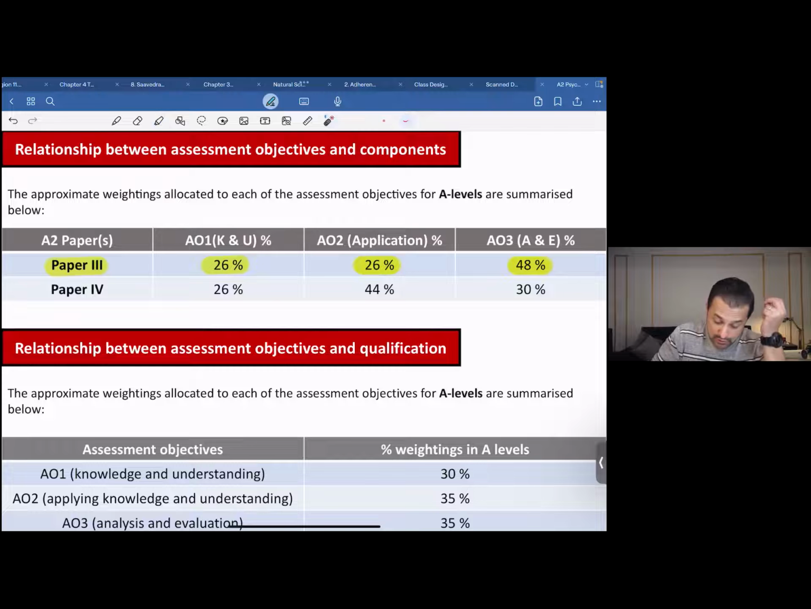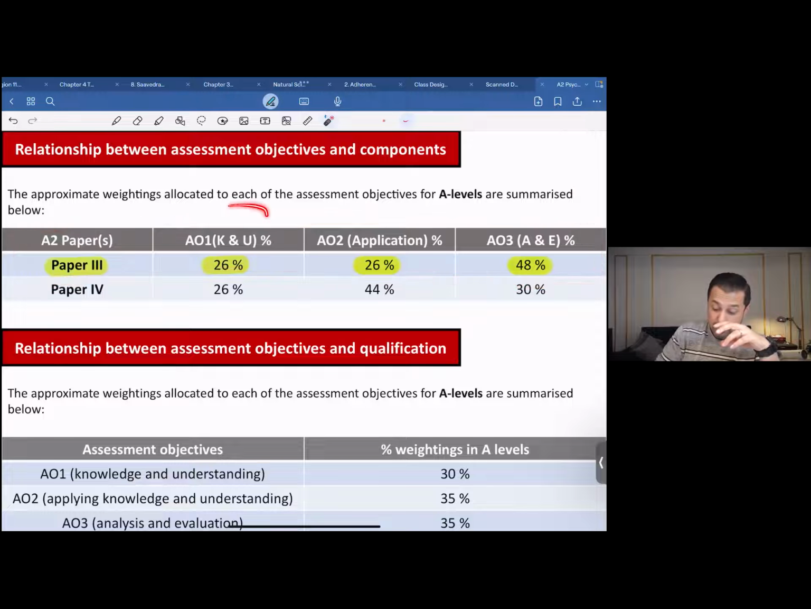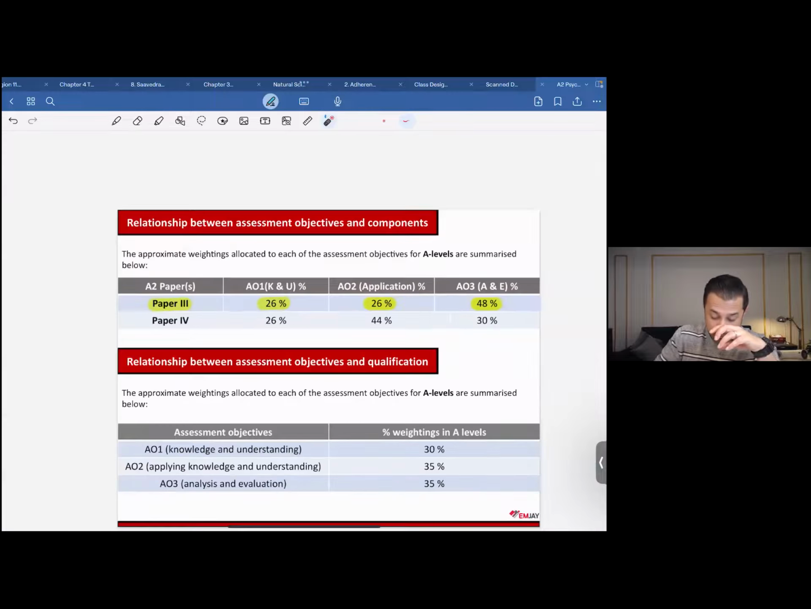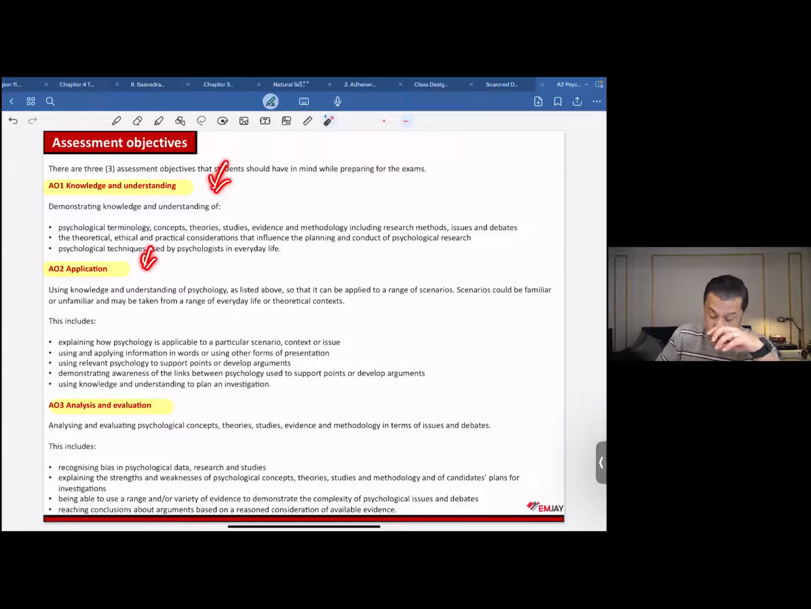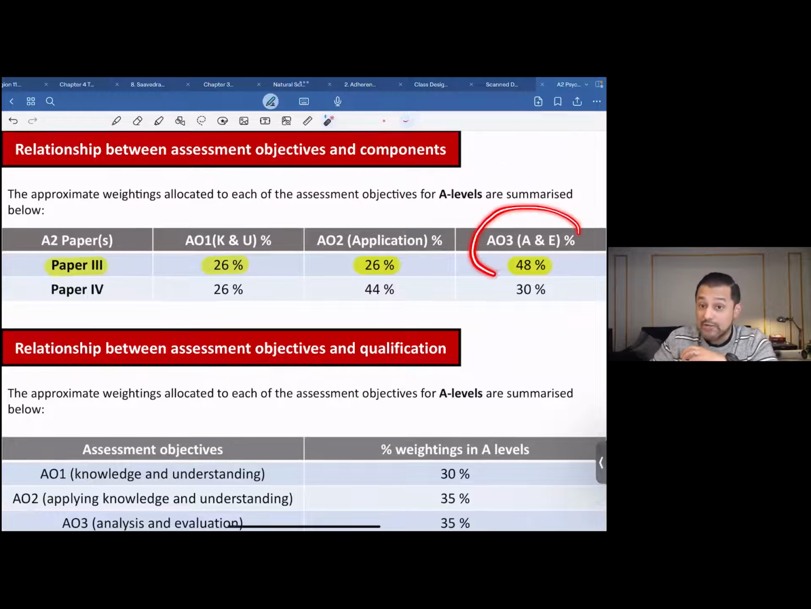You could always go back to the CIE website and double check the information that I'm providing you over here. So now that you know the weightage of AO1, AO2, and AO3, you might as well go back and read through these again so that you know that for paper three, what matters the most is your AO3, that is analysis and evaluation. And then 26 plus 26%, together, if you talk about AO1 and AO2 combined.